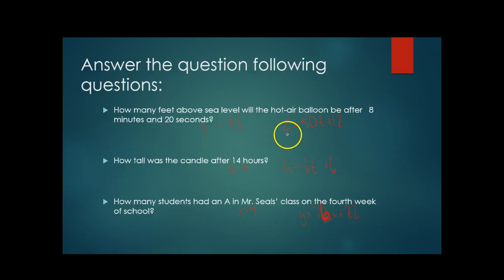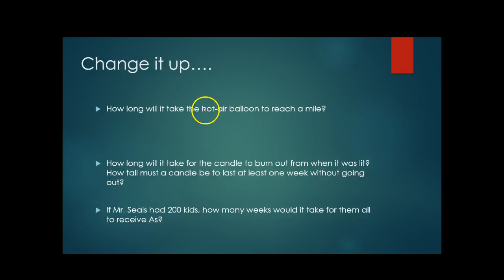Okay, so when we plug it in, it's going to be 50 times 8 1/3 plus 12. This one's going to be negative 1/4 times 14 plus 6 1/4. And this one's going to be 6 times 4 plus 72. Your job now is going to be to figure out what these values are when you plug in the inputs. Find out the outputs. Okay, let's change it up a little bit. Now we're going to be looking at different types of problems using the same formulas.